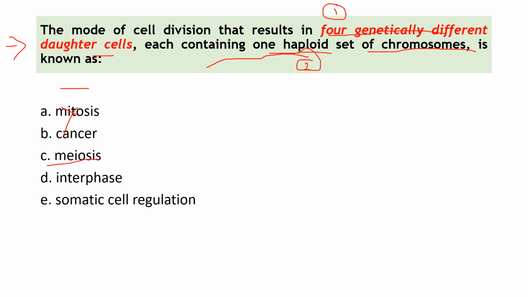Right away, cancer will give so much variation. It will not give 4 cells. It could give many more. It could give not a haploid. It can give so many other things. And the other, interphase, doesn't create cell division. Somatic cell regulation doesn't make any sense.